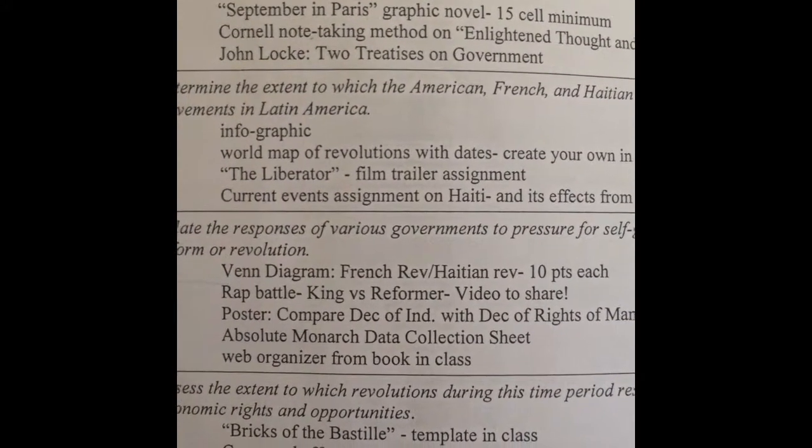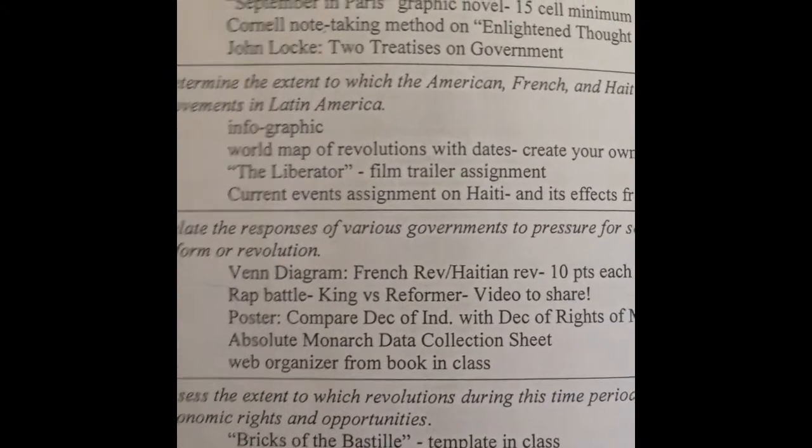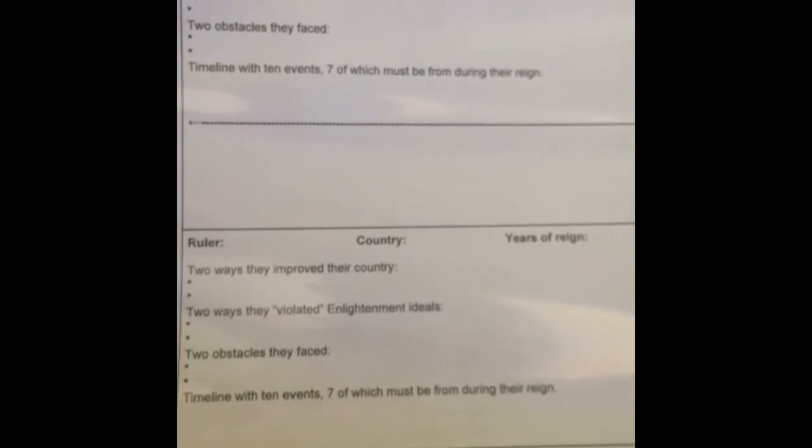Okay, Absolute Monarch data collection sheet. It looks like this. I will make a copy of it, and I'll also scan it during my lunch right now, and I'll put it in the barn, and I will label it Absolute Monarch Data Collection Sheet. So you pick an Absolute Monarch from this era, and you just find out this information and fill it in. Now you see that's actually space for 2. You only have to do 1.